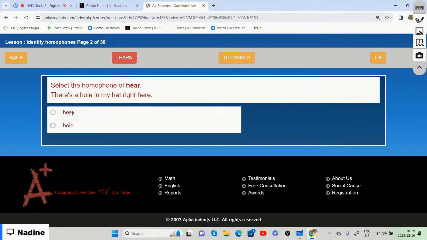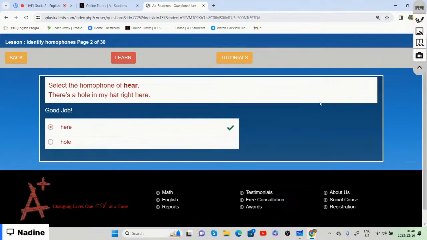So we hear with our ears, we hear a song, we hear or listen to music. And if we look at the option that is the homophone of year, then we can say it's year. It's like over here, not there. So the first option here is correct.